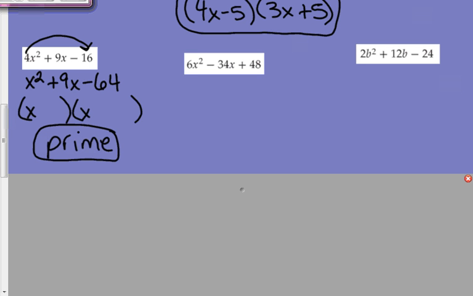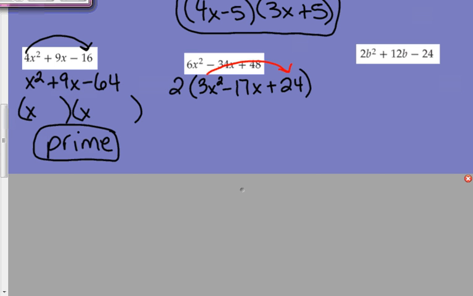Next one, and like I said, guys, you just got to try all the different methods that you know. Is there anything I can factor out of this entire thing? And yes, I can take a 2 out. So we'll be left with 3x squared minus 17x plus 24. Now at this step, let's see if this trinomial will factor any further. And we can't take anything else out. It's not a perfect square trinomial, so let's go to slide and divide.